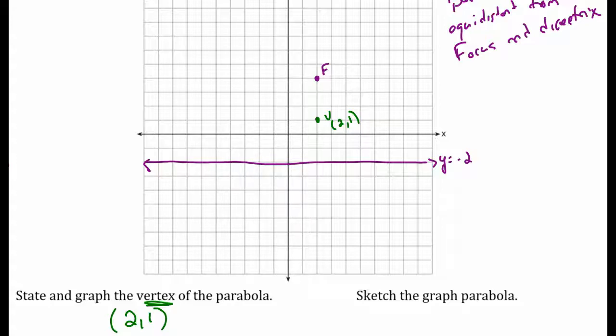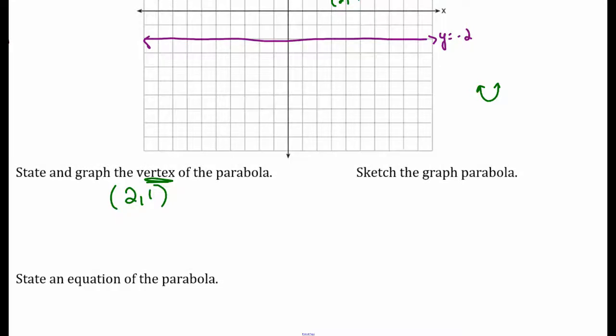Sketch this parabola. Well, I know it's concave up. I know it's opening upwards because I can't cross through the directrix. I can't cross through the directrix, so I'd have to go that way. There's my parabola sketch.